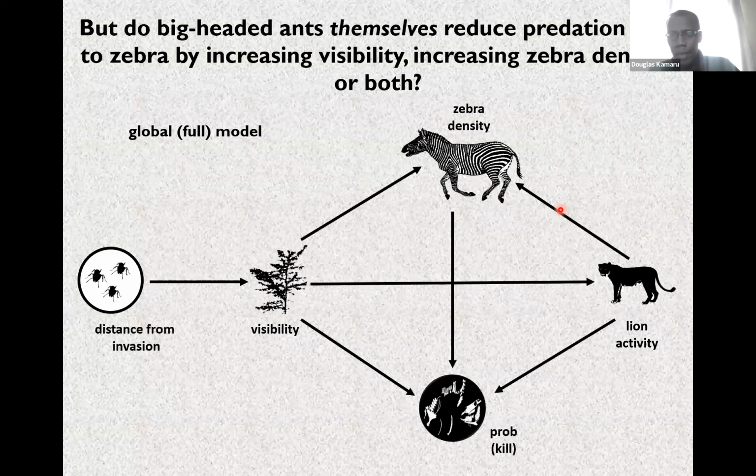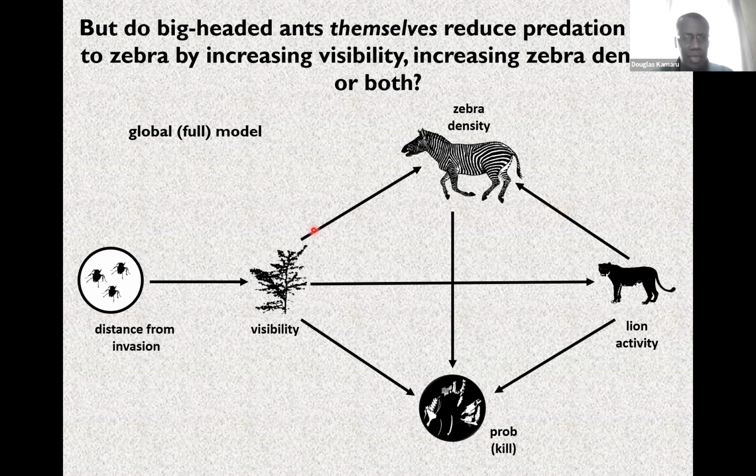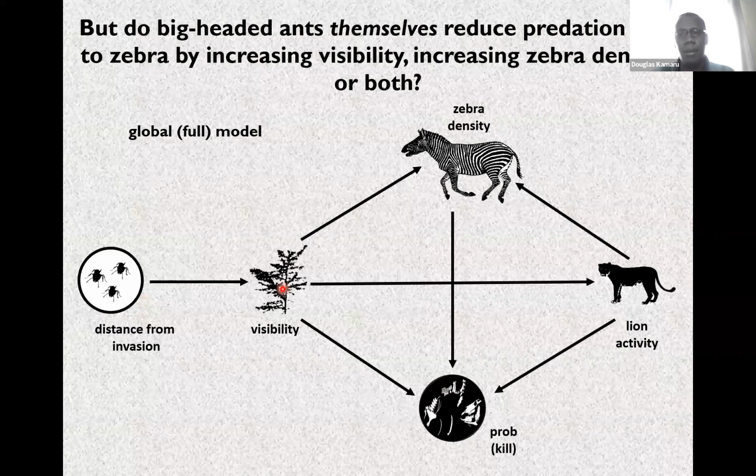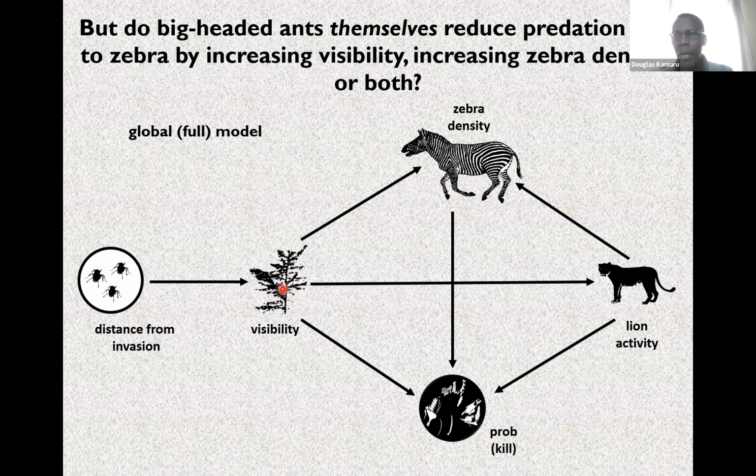Therefore, to answer this, I built a series of structural equation models, which take into account multiple correlations among predictors. For example, visibility was partly driven by distance from the invasion, and visibility is a predictor of the probability of zebra kill. So I looked at different paths. I also included a predictor for lion activity based on the 95% kernel utilization distribution. What I'm showing you right now is my global model, or what we will call the full model.